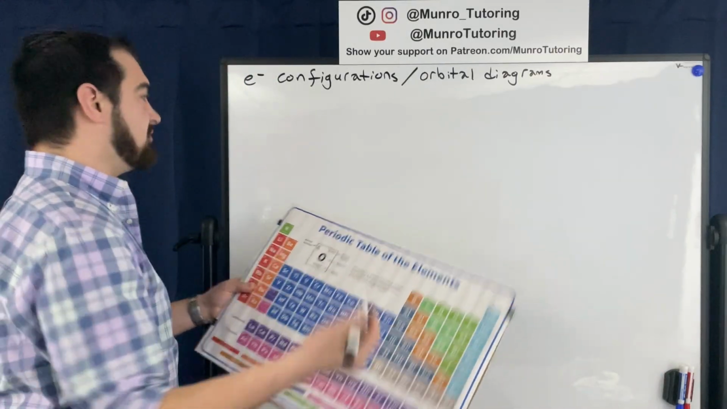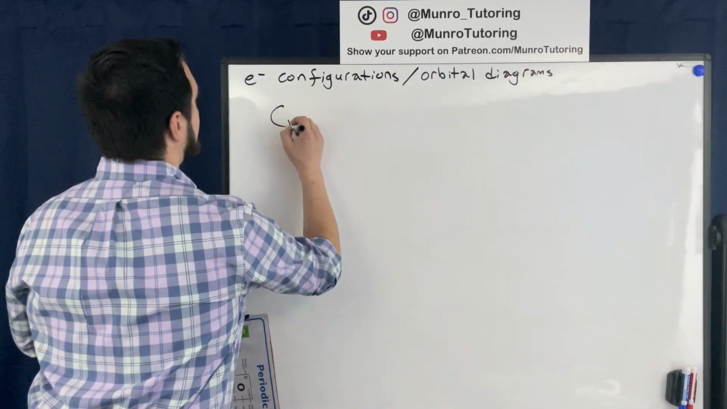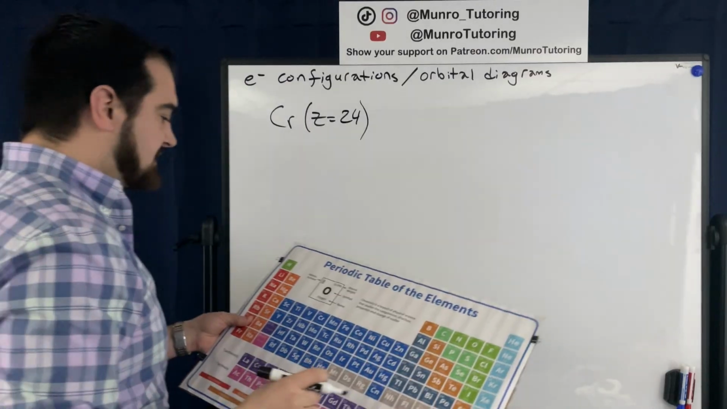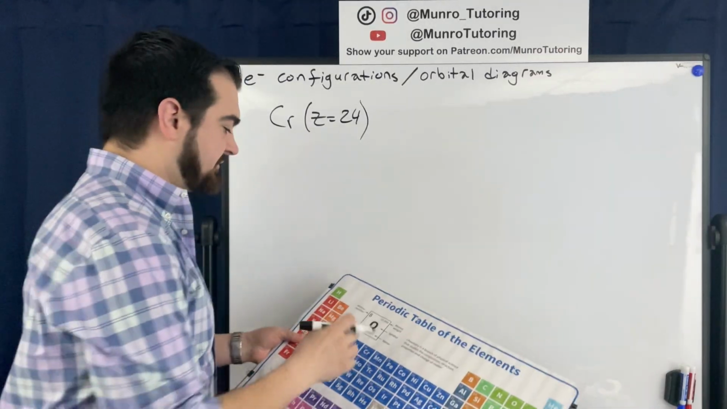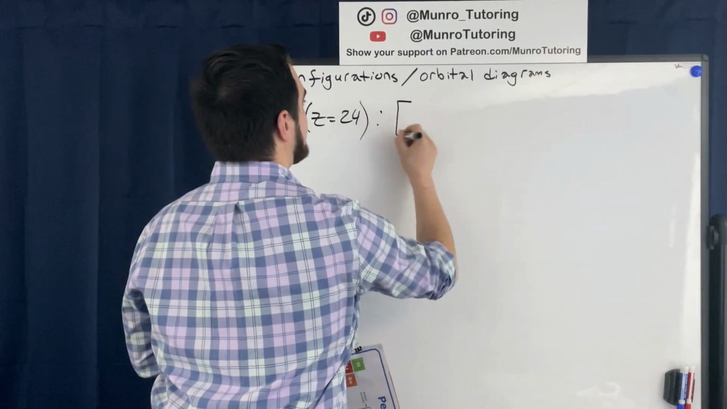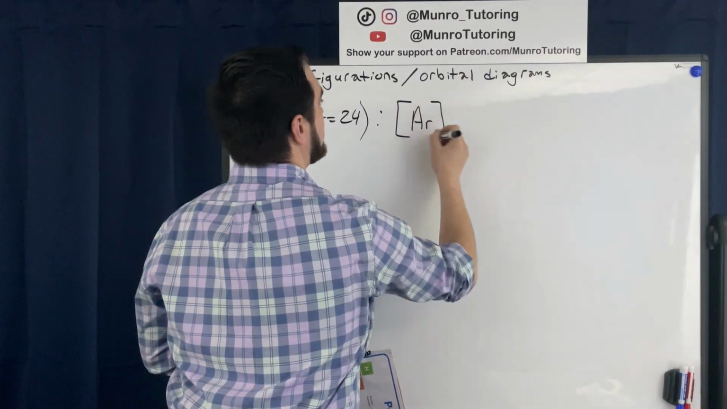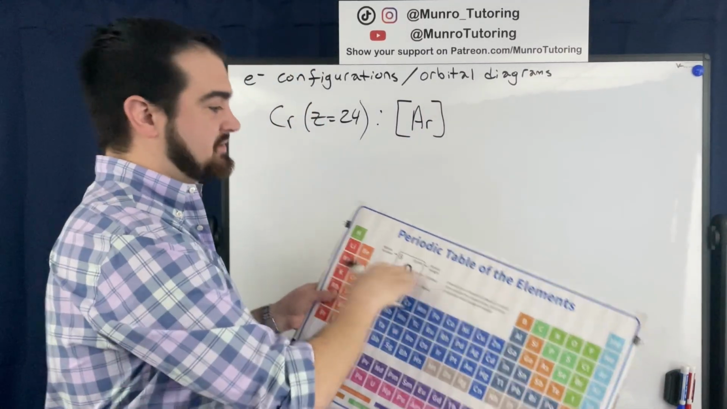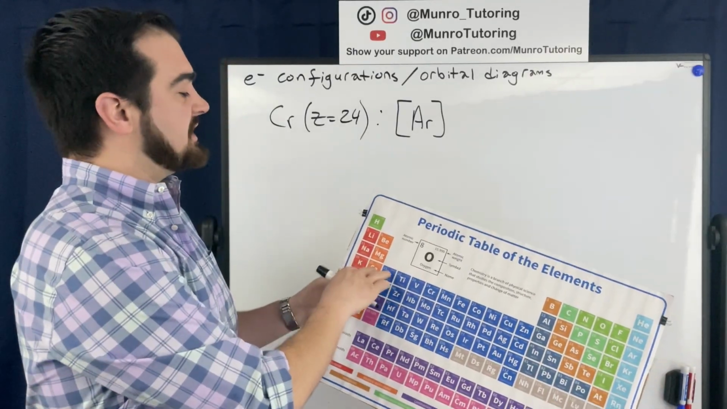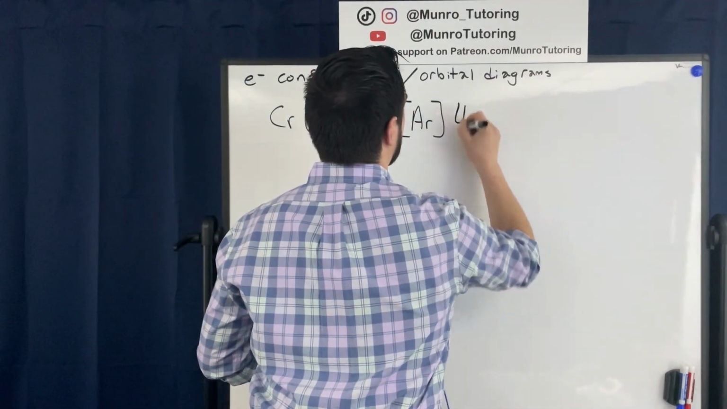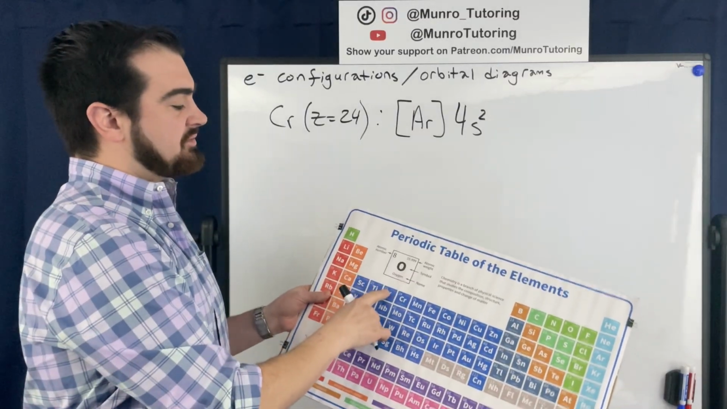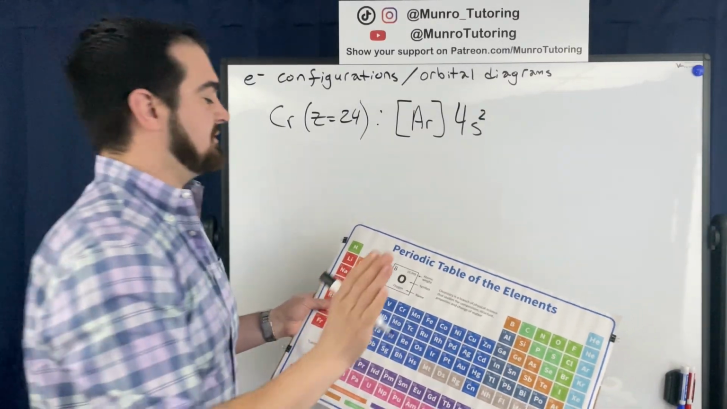So now let's do chromium. Chromium is Z equals 24. Let's do the noble gas electron configuration for that. The noble gas before it is argon, so we do brackets and argon. And of course, I could have written out 1s2, 2s2, 2p6, 3s2, 3p6, and that's the same as argon. But now, after argon, we get the 4s2, and then we have the 3d, 1, 2, 3, 4. I'm just writing this out like this for the moment. 3d4.